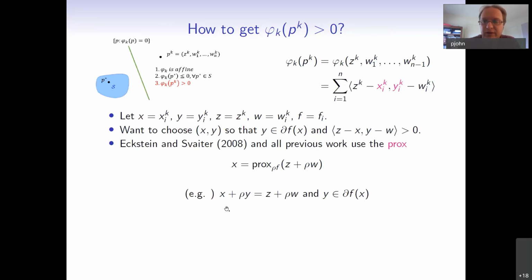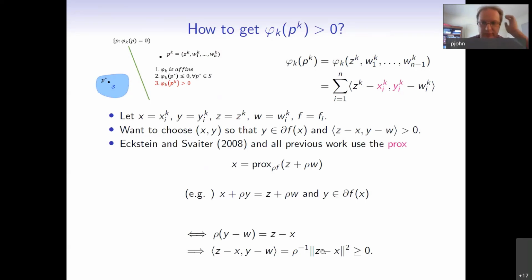And this works. You can see the algebra here in a couple of lines. If I take this expression and just rearrange it, I move w to the other side, I move x to the other side, then I just plug that into the inner product. And the inner product of the vector with itself is the norm squared. But this whole thing is positive. The norm squared has to be positive. So the prox is nice because you get two things for the price of one. You get a subgradient, and you also get that this inner product is positive. Okay, so that was how it was done for many years.